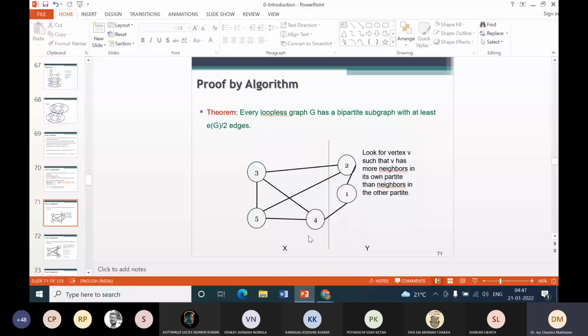Now we look at 1. It has one neighbor in its own partite and one neighbor across the partite. So we won't move it. 2 has one neighbor in its own partite and 2 neighbors across the partite. So 2 is not the right candidate. Now look at 4. It has more neighbors in its own partite than neighbors in the other partite. So 4 is the right candidate to move. We will move it.